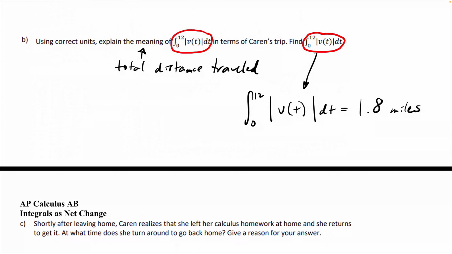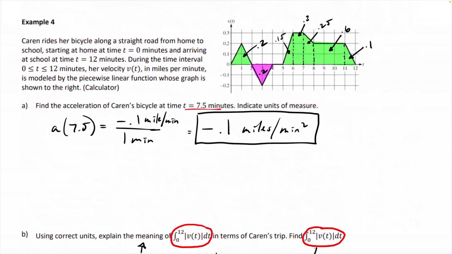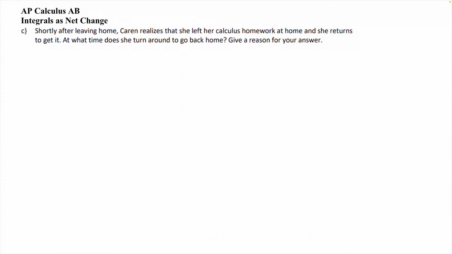All right. Okay, so we got two more that deal with this same picture. Okay, so we might have to flip back and forth a little bit. So letter C. Shortly after leaving, Karen realizes she left her calculus homework at home and she has to go back and get it. At what time does she turn around and go back home, and how do you know that's correct? Okay, so let's look at the graph.